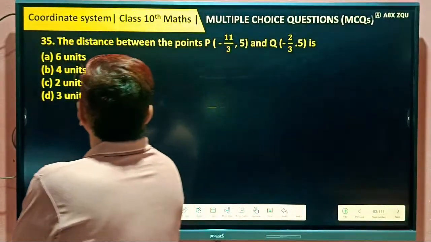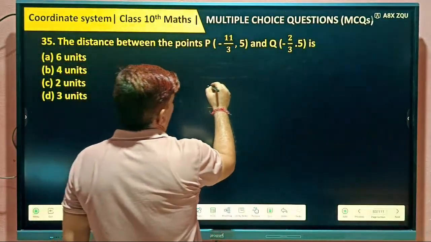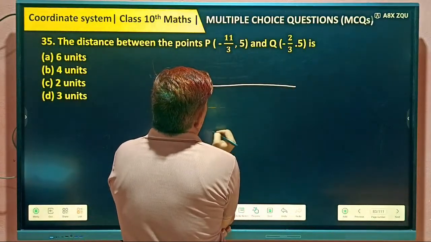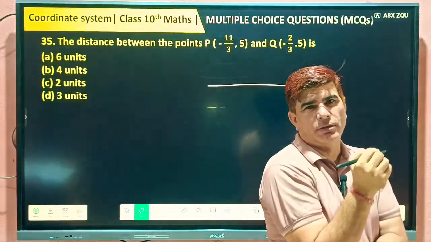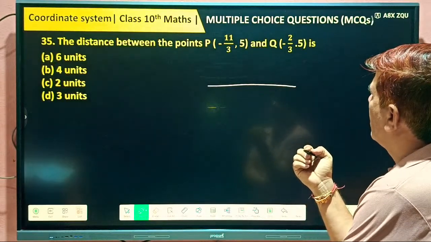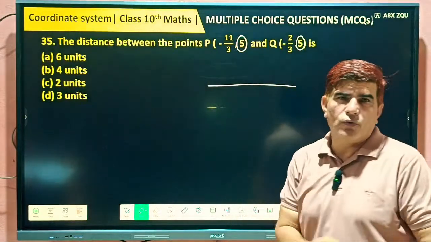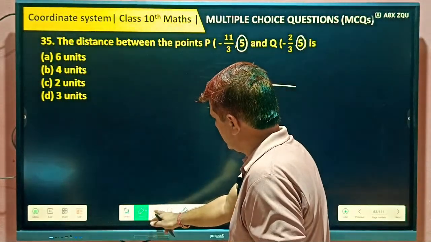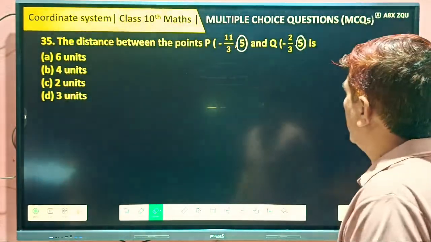The distance between this point P and Q. So take this. Directly I can tell the answer of it: 3 units is its answer. Why? Because this is constant, same. The coordinate of y is the same, and x is different. So they are lying in a straight line, in this way.